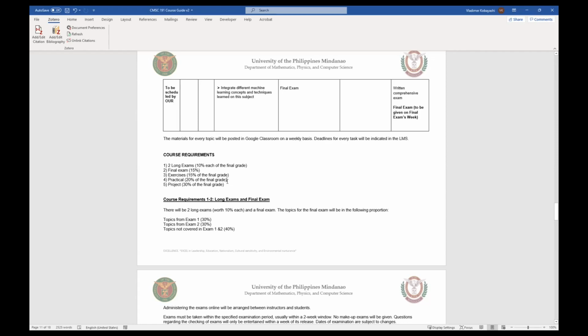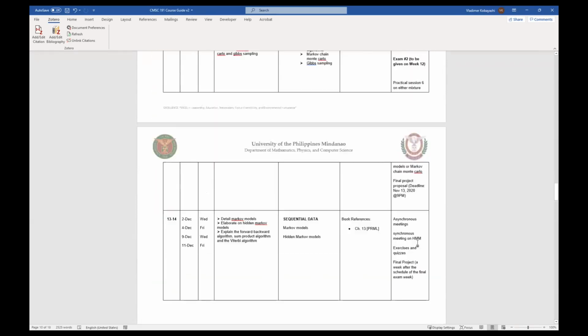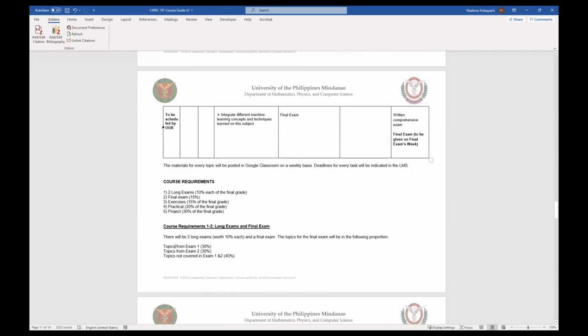We'll discuss the course requirements. We'll have one long exam and a final exam. Usually nandyan naman yun kung kailan siya naka-schedule. And same with the final exam, which is usually at the end ng semester. And then meron tayong exercises.